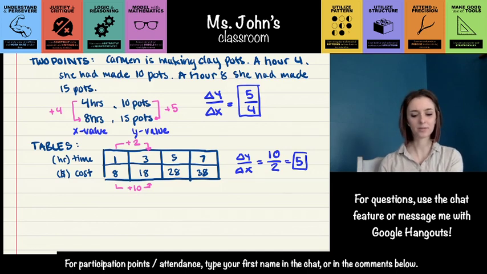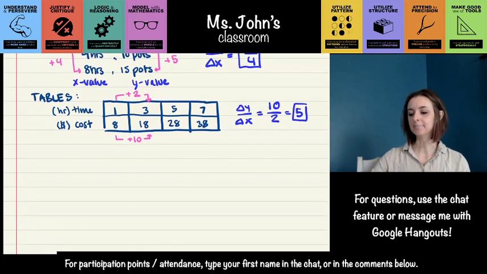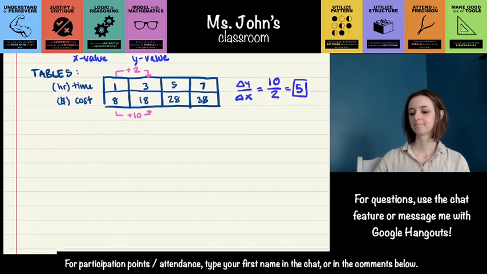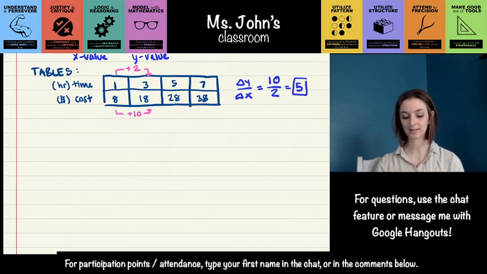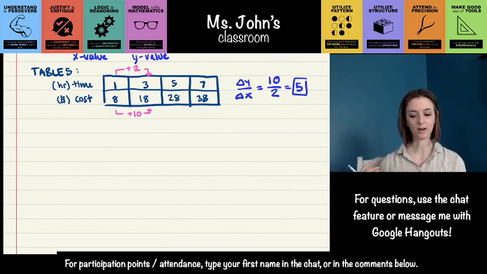So tables sometimes are a little bit of a misdirection. They're giving you too much information, because it's the ACT. And you have to differentiate which information is important and which information is not.